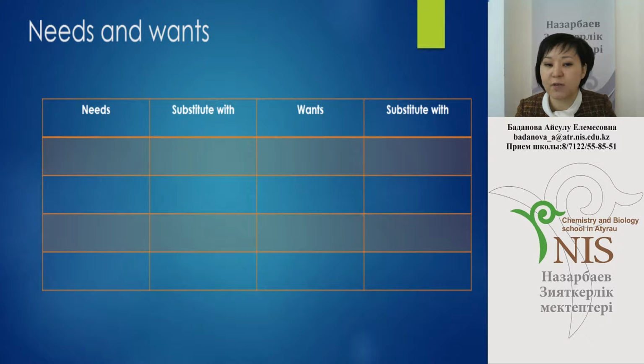What is more essential for you? The needs or the wants? Can you really substitute it with something? Can you say no to some of your wants? Can you say no to some of your needs? Okay, think what is essential for you. What is more essential for your life? What is something that you wouldn't be able really to live without? Share with the partner next to you.